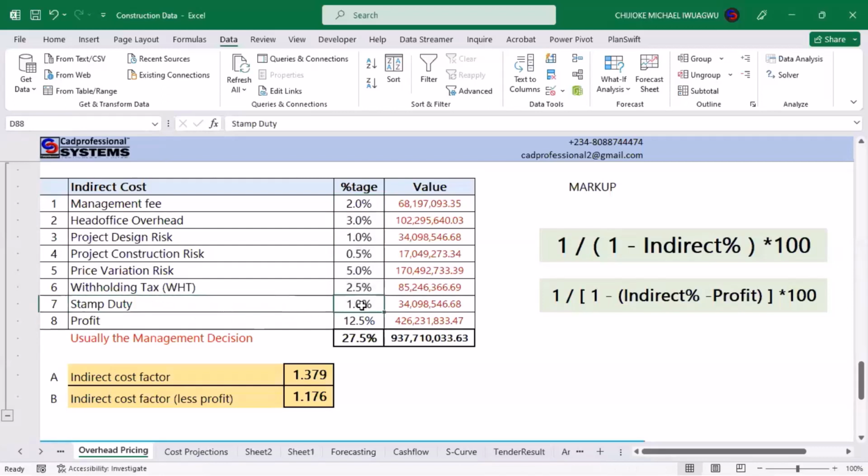Stamp duty, you have to pay stamp duty. Withholding tax has to be deducted when they are paying your certificate. Variations, you have to consider when you go to the market to buy and the cost of things goes up. Design and construction risk, these are things that you have to consider. Head office, you are going to pay this money out in respect of managing your head office. So all of this from the beginning to this point, minus this profit, are the things that you'll be expending, the amount that you have to pay out. So that is what we have created.